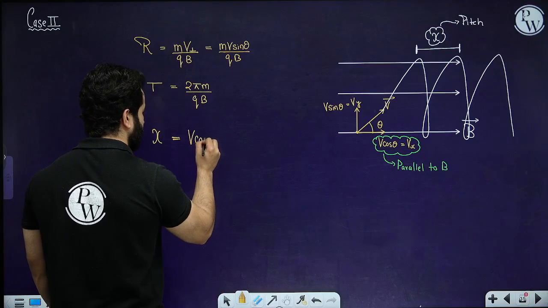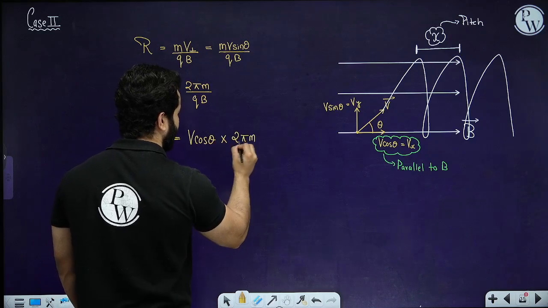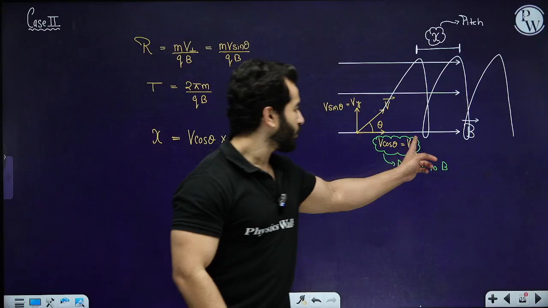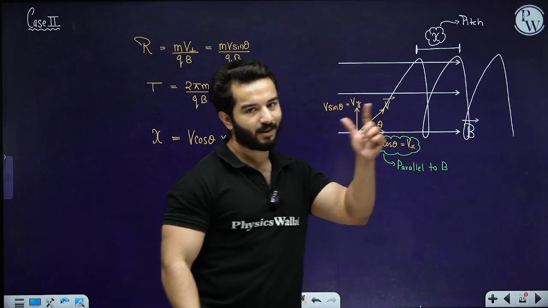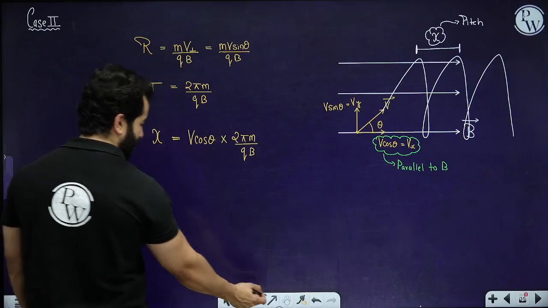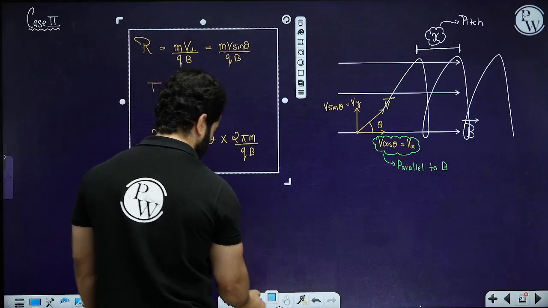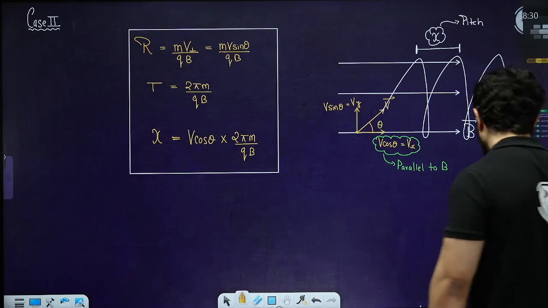So v cos theta times the time period 2 pi m divided by qB, because in one time period it will reach from here till here. So the distance between these is going to be the speed in this direction multiplied by time. So these are the formulas that you can actually use while solving the questions. Alright, so hopefully this will also help you.